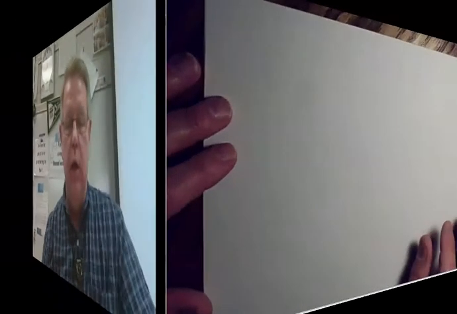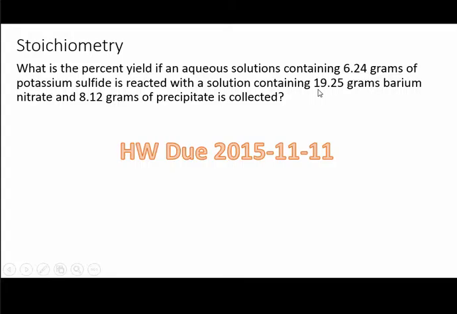In this lesson, we'll continue to look at mass-to-mass stoichiometry and using that to determine the percent yield in a chemical reaction. So in this homework problem, it says, what is the percent yield of aqueous solutions containing 6.24 grams of potassium sulfide? So potassium is K and sulfide is S.